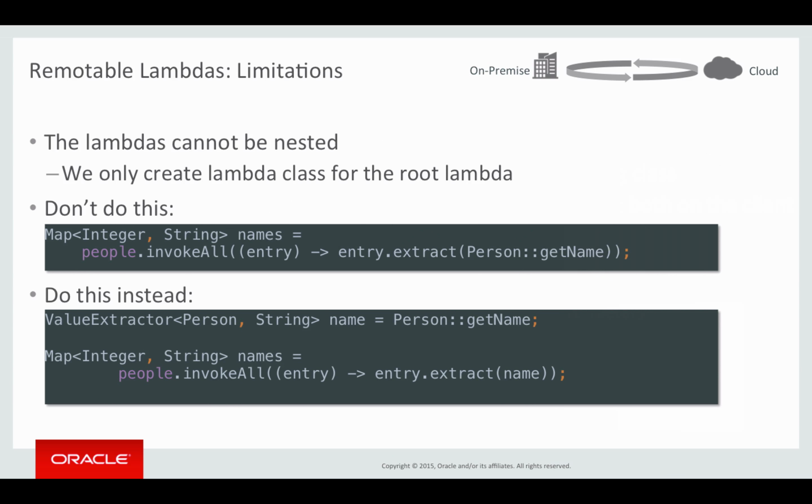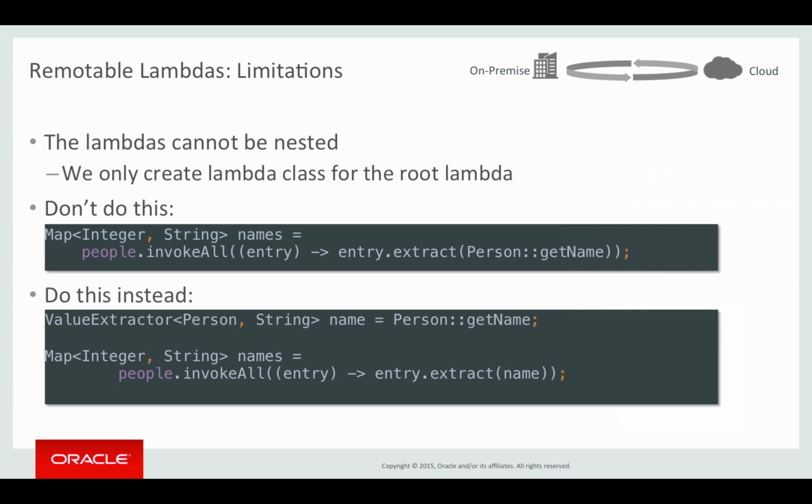The second limitation is that Lambdas cannot be nested. This can lead to some nasty surprises, including the one that I let slip through in the very first entry processor example earlier in the presentation, if you remember, which was basically people invoke call entry.extract person : get name. The issue here is that the person : get name is a Lambda, which is nested inside the entry processor Lambda. As such, we will never see it on the client, and we will not get a chance to instrument it and make sure that it implements equals and hash code properly, for example.